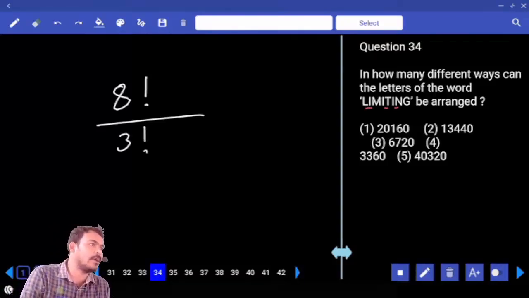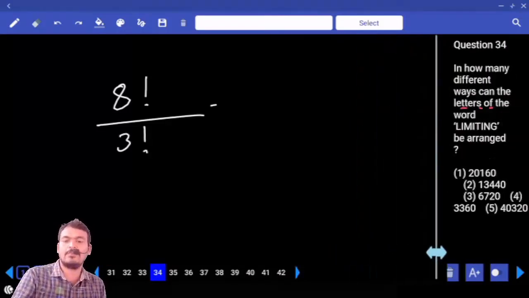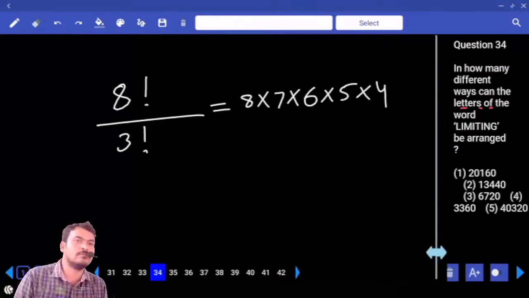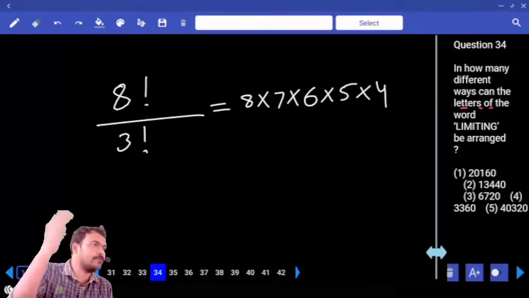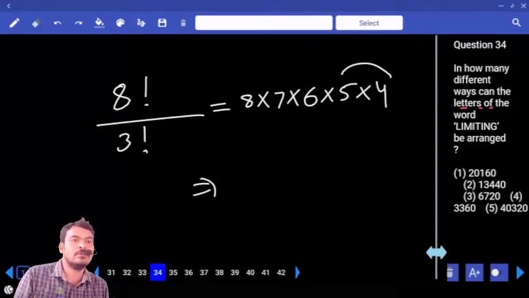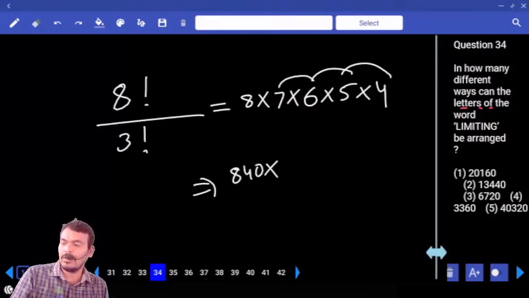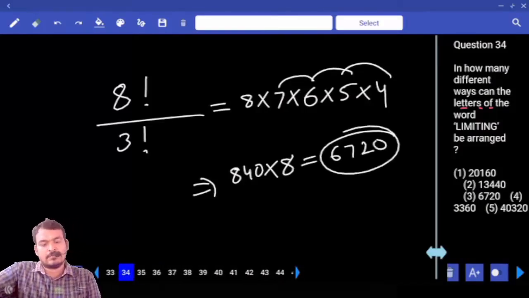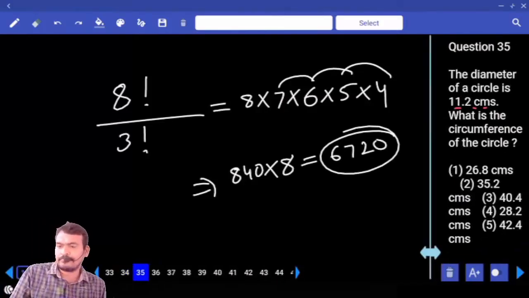8 factorial by 3 factorial means 8 into 7 into 6 into 5 into 4, because numerator 3 factorial and denominator 3 factorial cancel. First 4 5s are how much? 20 into 6, 120. 120 into 7, 840. 840 into 8, nothing but 6720. Next, question number 35.